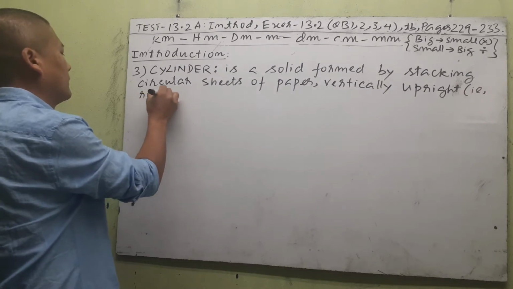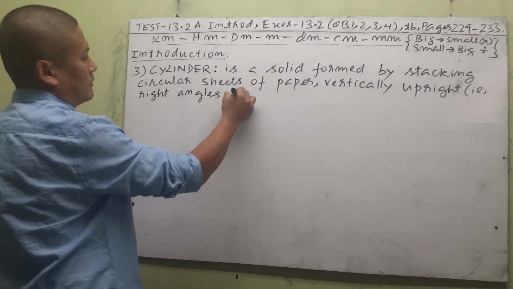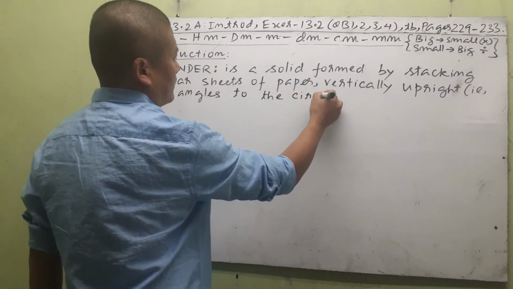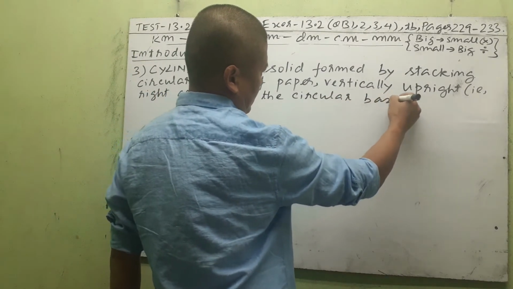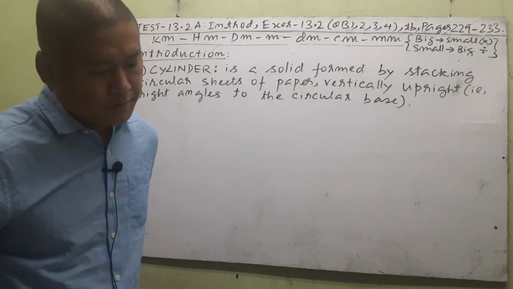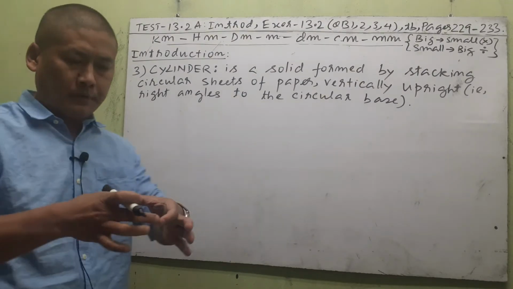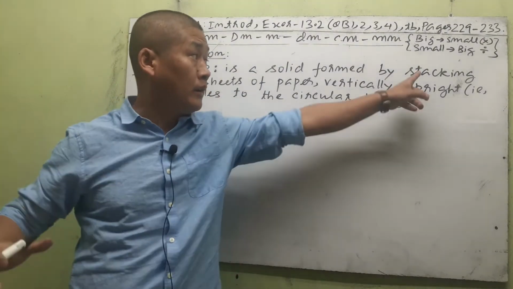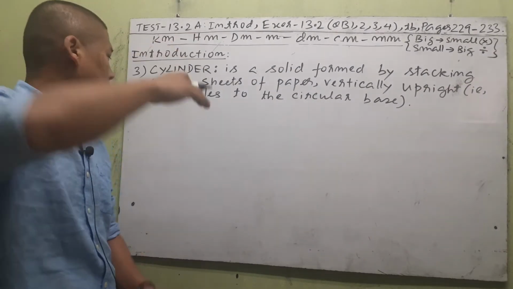Right angles to the circular base. Okay, that's the basic definition. So that means if you take circular sheets of paper like this, circle, and put one over another, that is called stacking. If you put it one above the other exactly, that's called vertical.